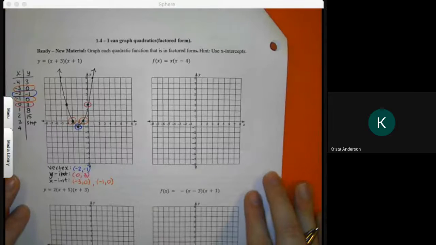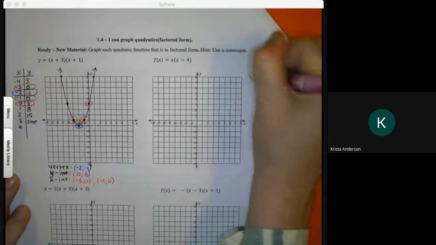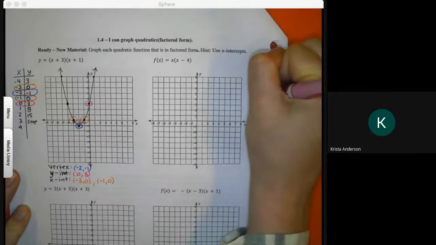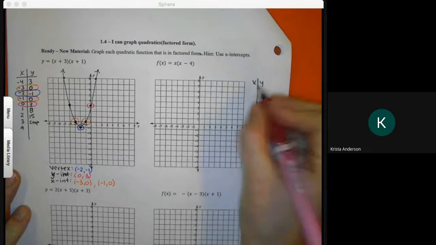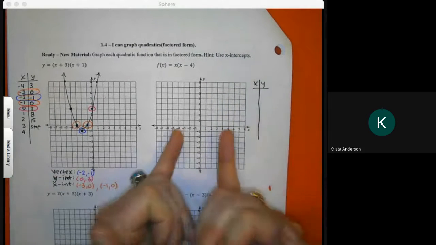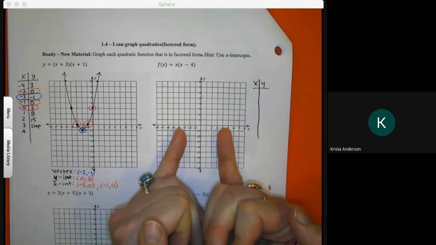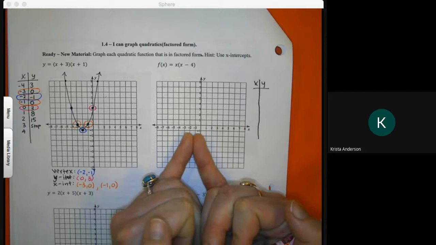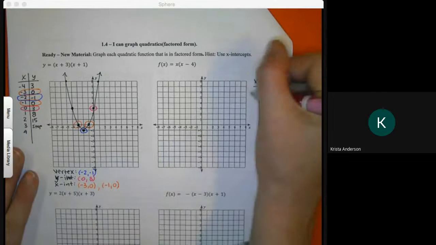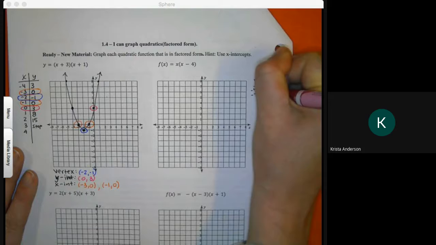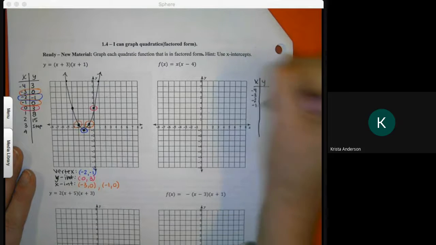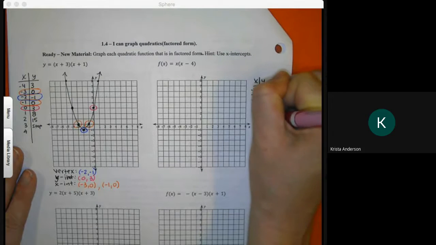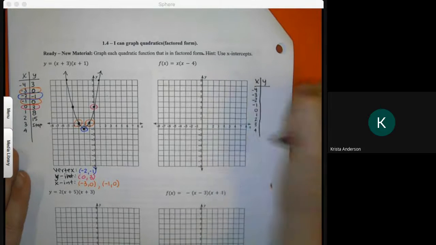All right, let's build a table for the second one. I'm going to do the same thing and start at -4 because I'm just going to check and see if my U shape is in the middle. I'm going to see if it fits in the middle here somewhere. -4, -3, -2, -1, 0, 1, 2, 3, 4.